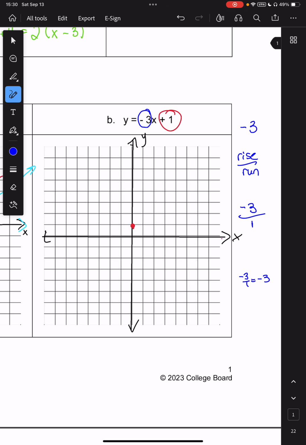So our slope is negative 3, so we go down 3, 1, 2, 3, and then over 1. Then we go down 1, 2, 3, over 1. That's our slope. If we want to go up 1, 2, 3, then instead of going right 1, we have to go left 1 because we're going in the negative direction. 1, 2, 3, over 1 in the negative direction.